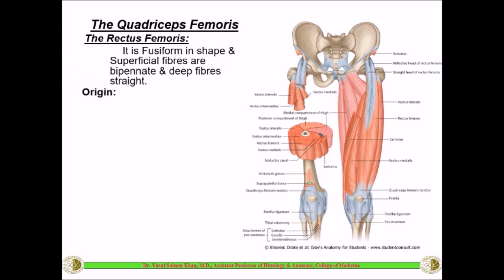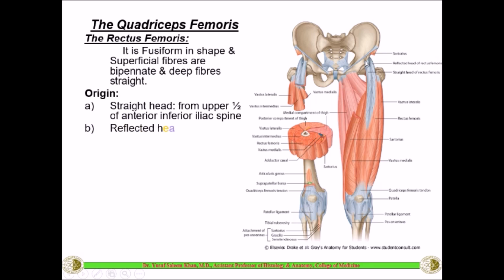The origin of this muscle is from the anterior inferior iliac spine. So it has two heads, the straight head as well as the reflected head. The straight head takes origin from the anterior inferior iliac spine. If you see here, the Sartorius takes origin from the anterior superior iliac spine, and this straight head of the rectus femoris takes origin from the anterior inferior iliac spine.